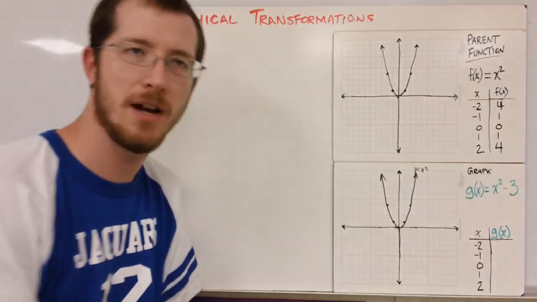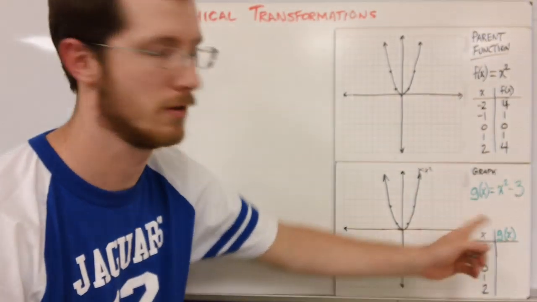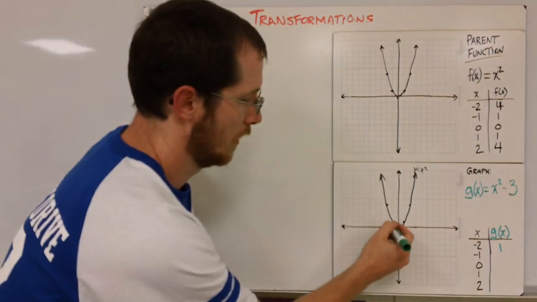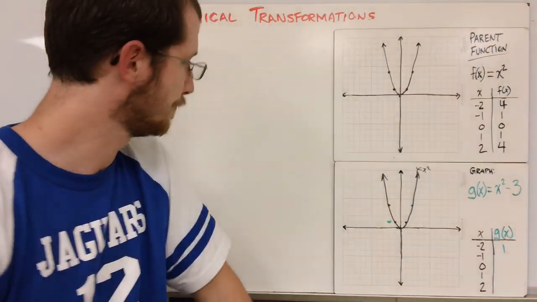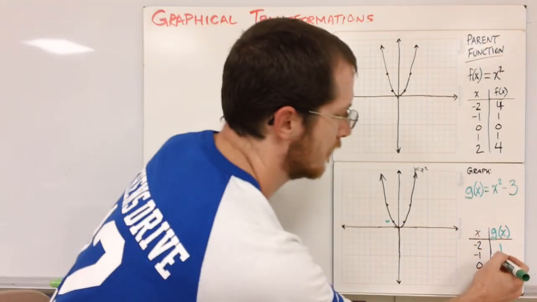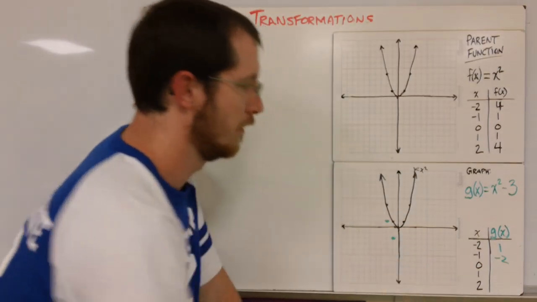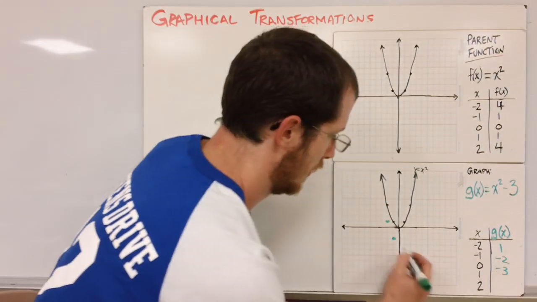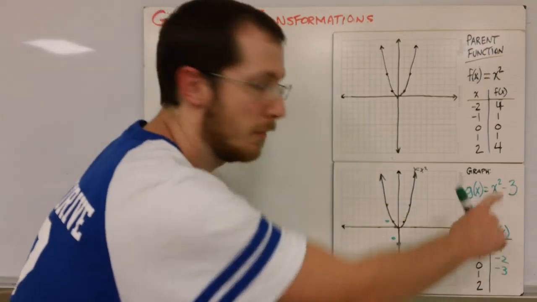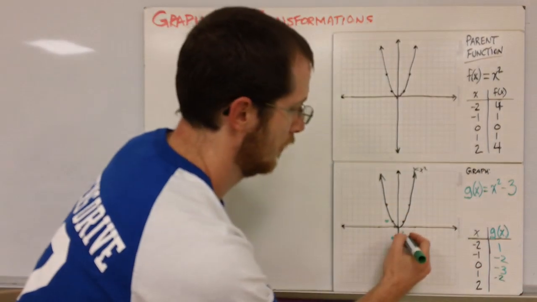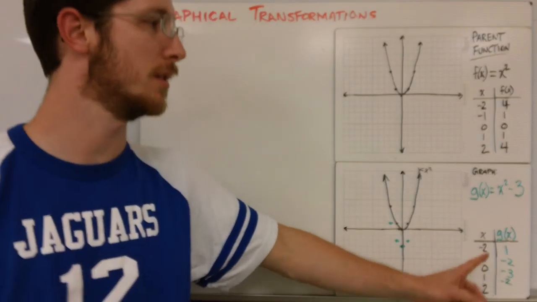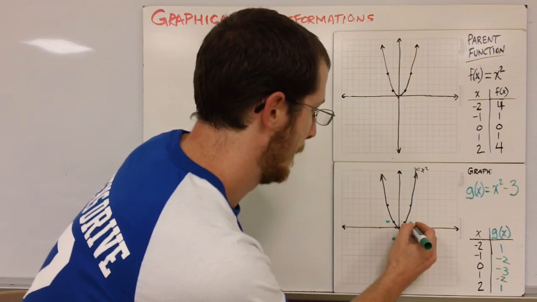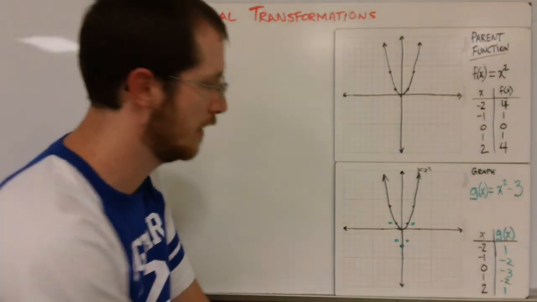Next thing we're going to do, let's plug in these values and see what happens to our y values, or our g of x. Okay, negative 2 squared is 4, take away 3 is 1. So we've got a point at negative 2, 1. Negative 1 squared is 1, minus 3 is negative 2. We've got a point at negative 1, negative 2. 0 squared is 0, minus 3. 1 squared is 1, minus 3, negative 2. And 2 squared is 4, minus 3 is back to 1. Okay, so there's our 5 key points.